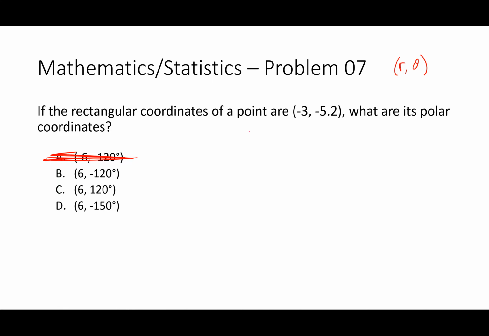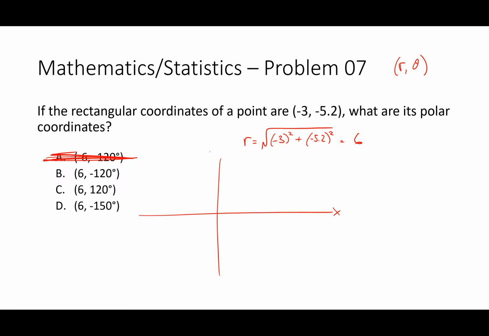Now, does that value check out? Well, of course it checks out. If you do negative 3 squared plus negative 5.2 squared, you're going to get 6. Maybe because of calculation it rounds off a bit, but that's going to work out. The question then becomes, what's the value here? Well, let's see if we can just do some plotting here.